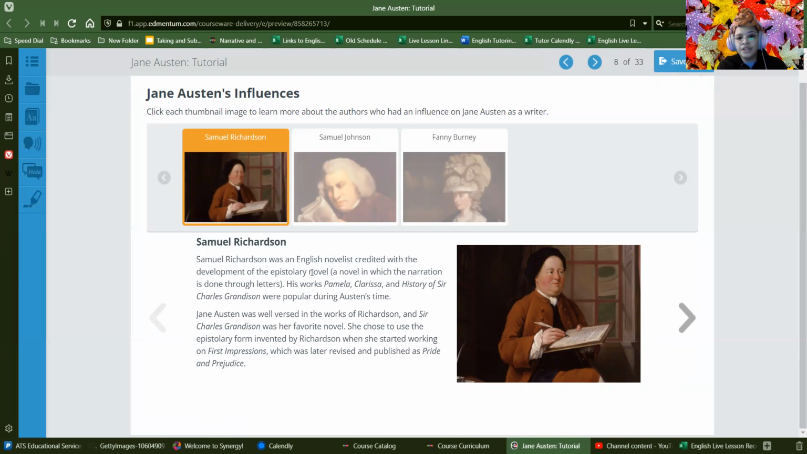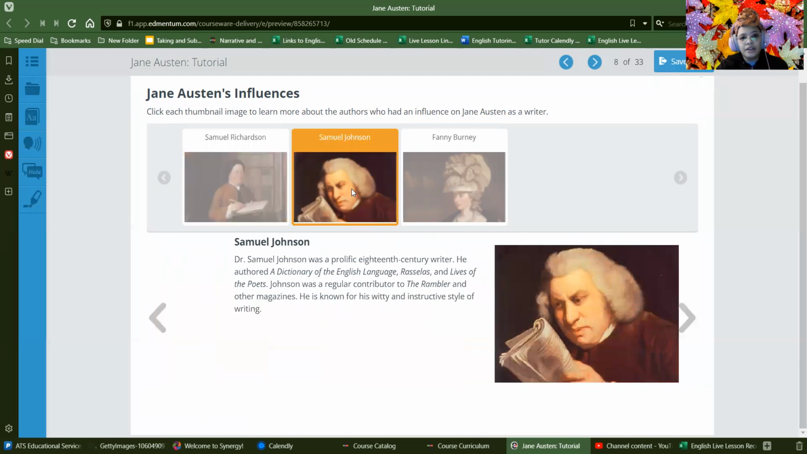So they let you know that she chose the epistolary form. So she originally wrote Pride and Prejudice, one of her most famous books, as an epistolary novel. And the epistolary novel is when the letters are written back and forth. So they're telling you that her first book was written in that format, but she ended up revising it and doing something different with it. And then she published it as Pride and Prejudice.